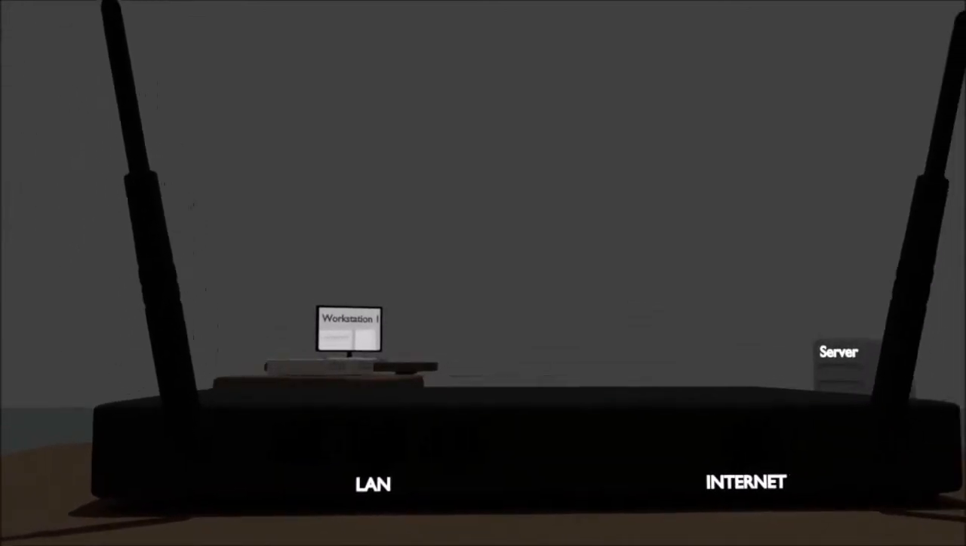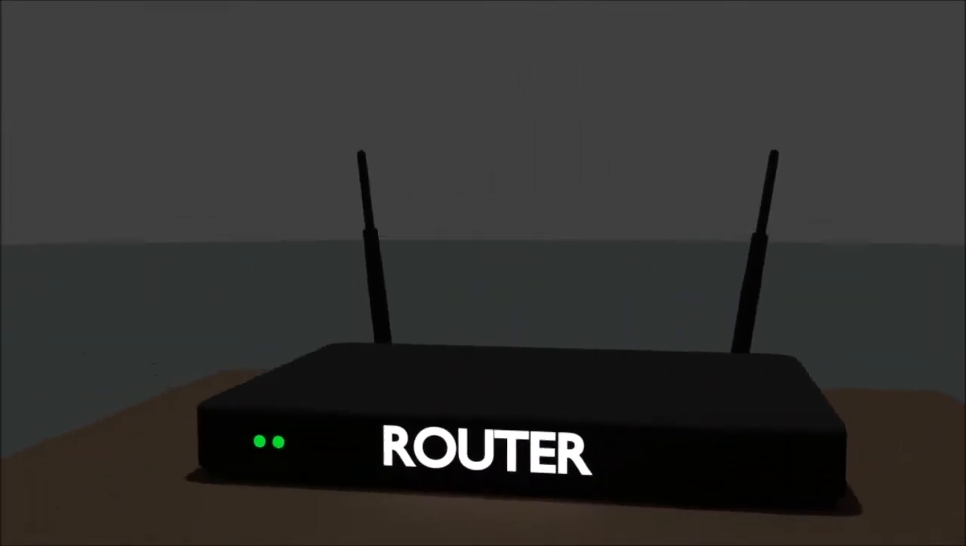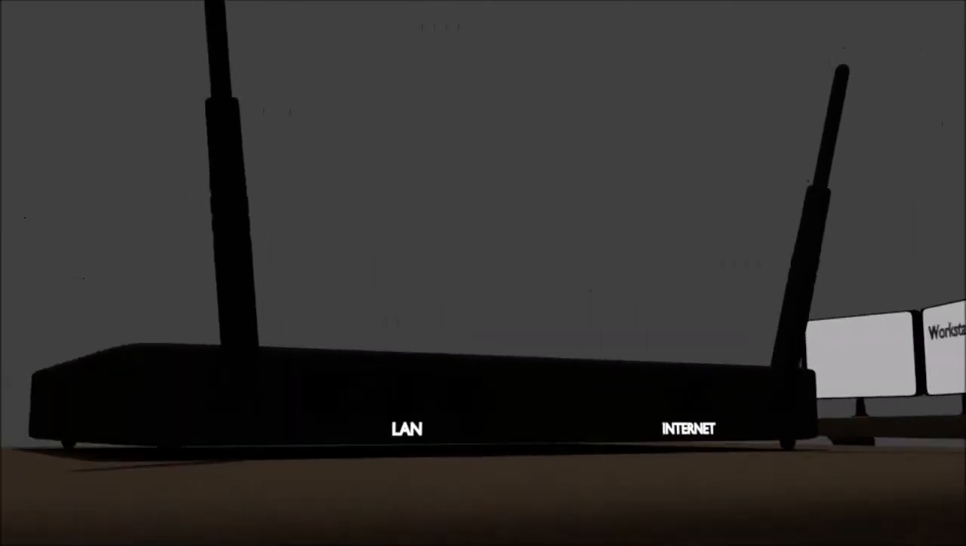A router is connected to an ISP, which is short for Internet Service Provider. The ISP gives your router internet access, and that can be used throughout the star network in your home or in an office or at a school.